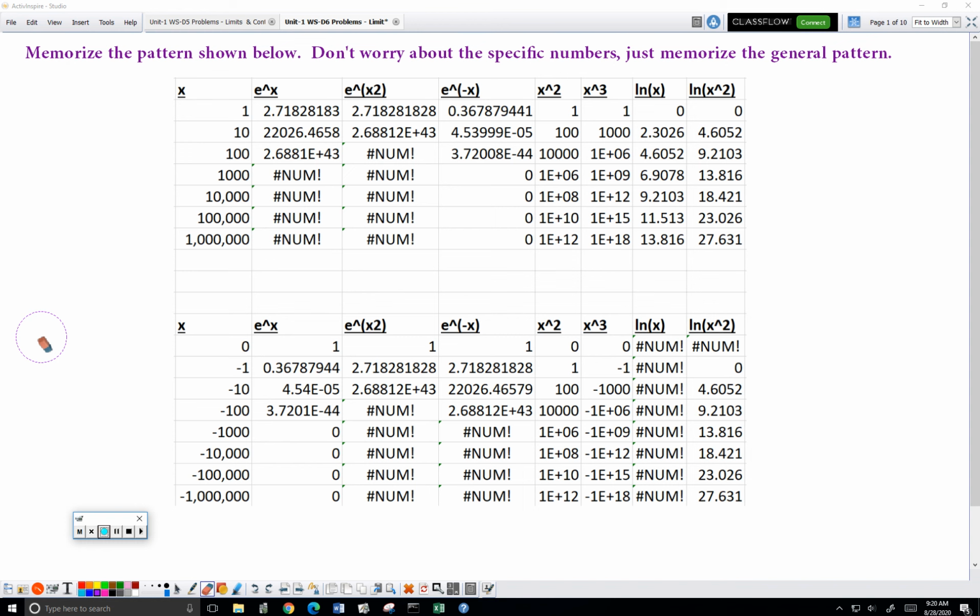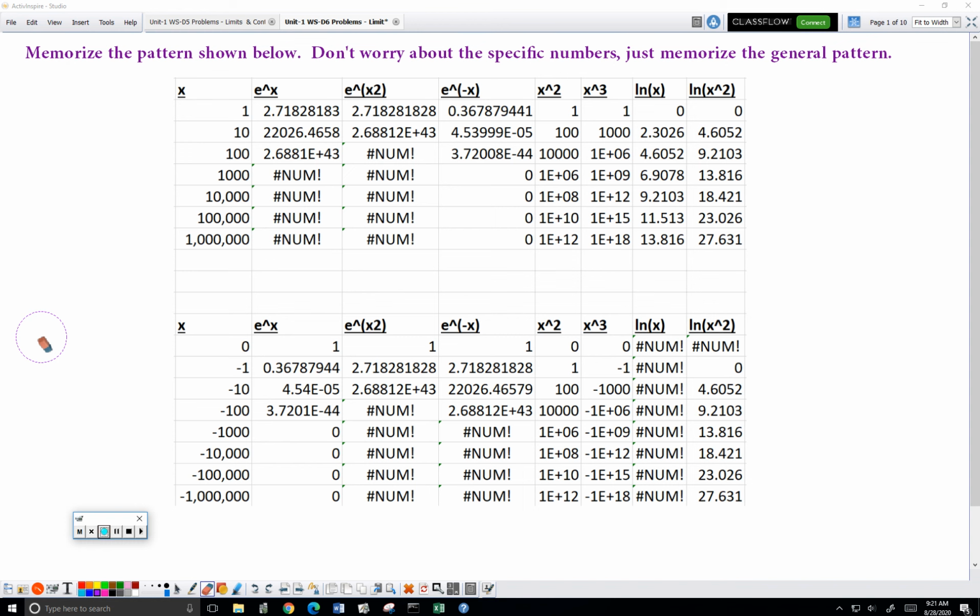Power functions grow as well. They just don't grow nearly as fast. Log functions grow, but they grow very slowly. Check out this. Excel could calculate e to the 100. It could not calculate e to the 1,000. It just says, I give up. So that's why these all are error messages. The computer can't do it. The number's too big.